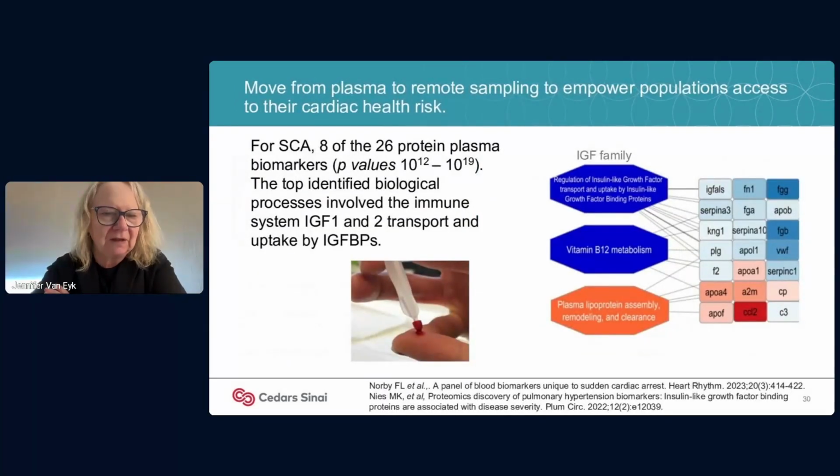So we had already published on plasma. It's a great study, again, remarkable samples. We have hundreds of these individuals that we analyzed on plasma, and we also did lipids to try to find a signature that might be indicative of an occurring sudden cardiac arrest. And there were, of course, coagulation protein changes, not surprising, but there are also immune systems around IGF-1 and IGF-2, transport, and things including the binding proteins that were changing in a way that was very good.